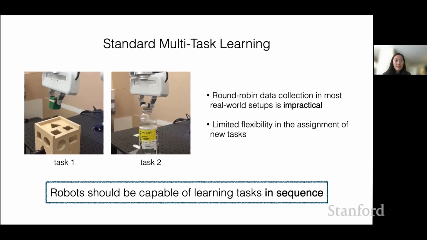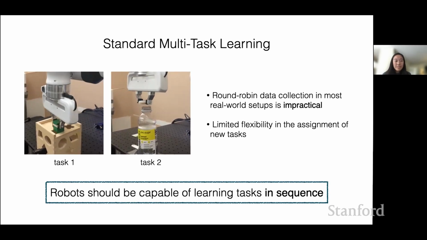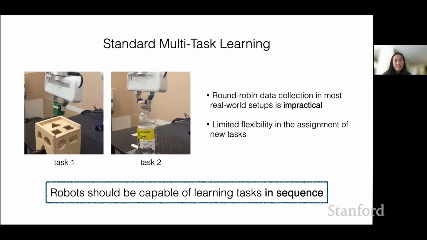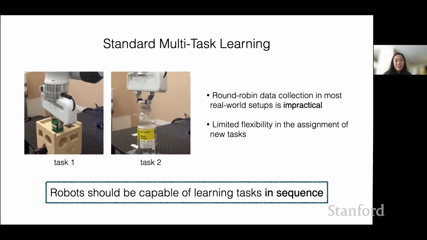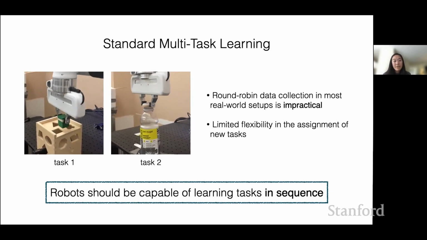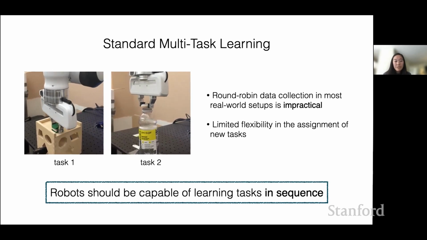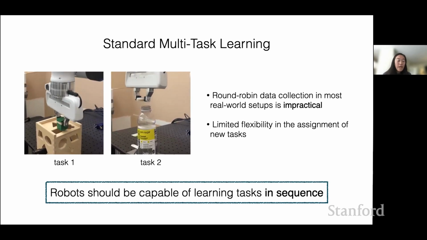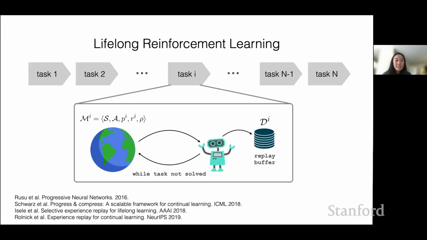For example, if you consider these two tasks, repeatedly switching between this block insertion and this bottle capping setup isn't very realistic. What would be more natural instead are robots that can learn tasks in sequence. And that's just the lifelong learning problem.